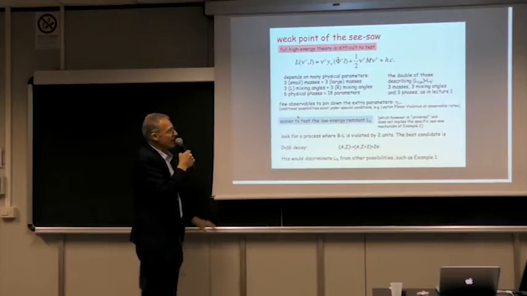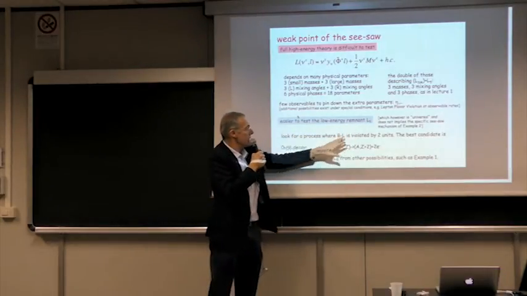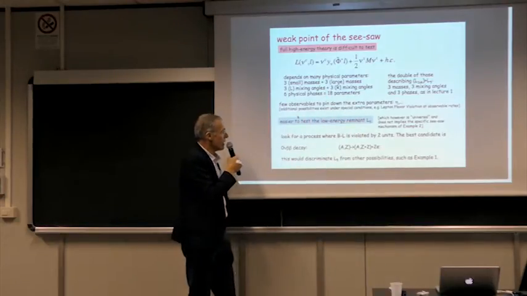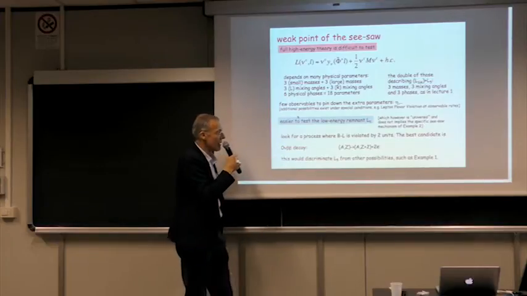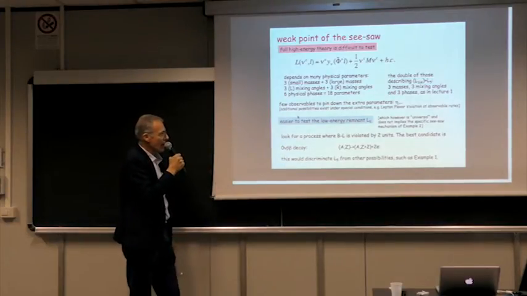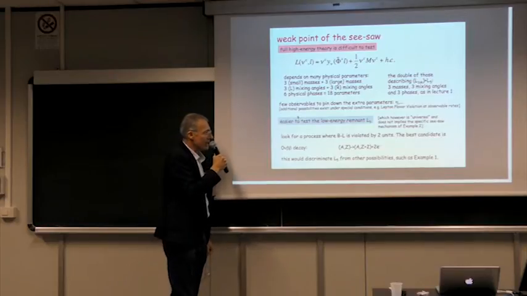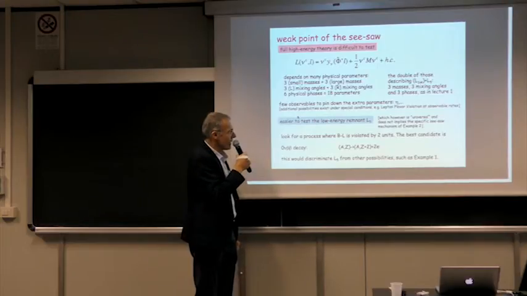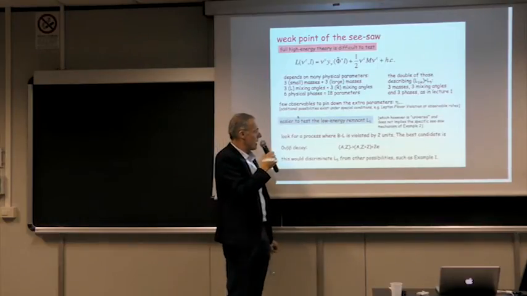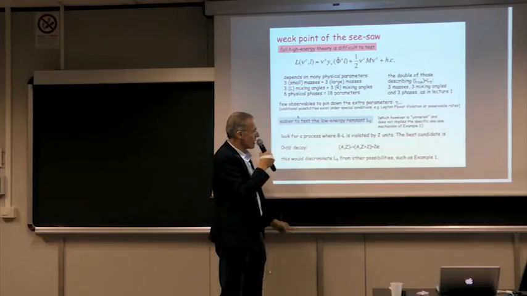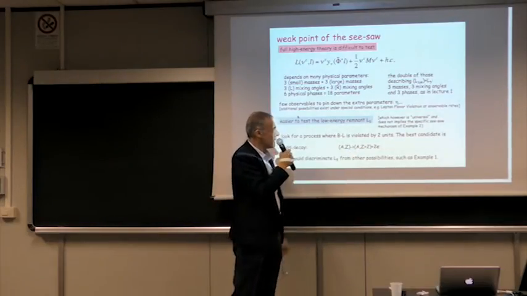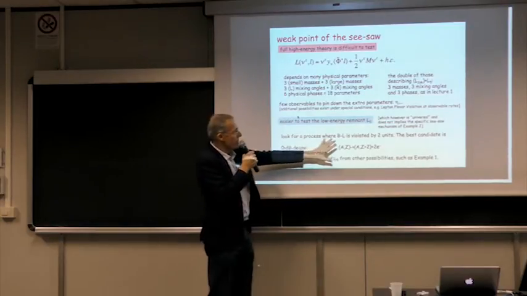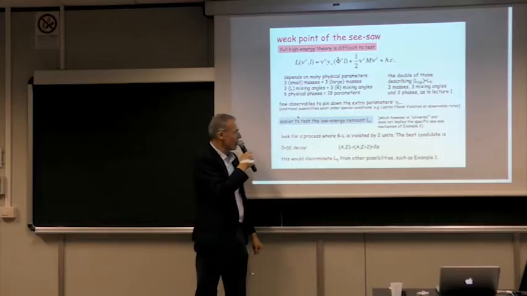And this dimension 5 operator can be tested by the fact that it violates B minus L by 2 units. So we look for a process in which B minus L is violated by 2 units. And the best candidate to date is the neutrinoless double beta decay, in which a nucleus with Z protons goes into a nucleus with Z plus 2 protons by emitting 2 electrons and no neutrinos. So you see B minus L is violated exactly by 2 units.